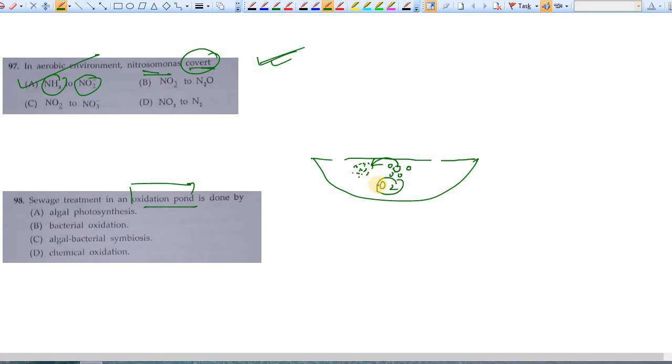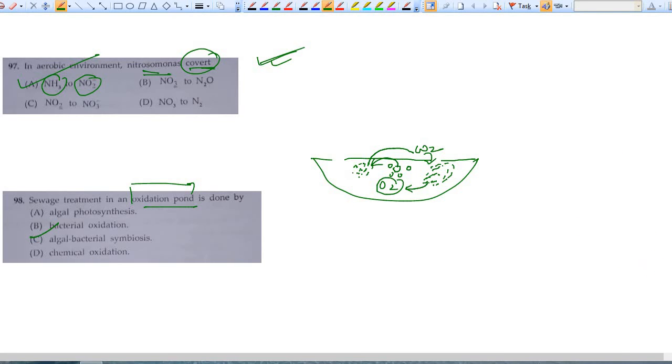But who will supply this oxygen? Well, there are some algae. Algae are green and they can produce oxygen by the process of photosynthesis. So they produce this oxygen, and in return the carbon dioxide produced by this organism is taken by the algae. So there is a symbiosis process. So option C is correct, algal bacterial symbiosis.